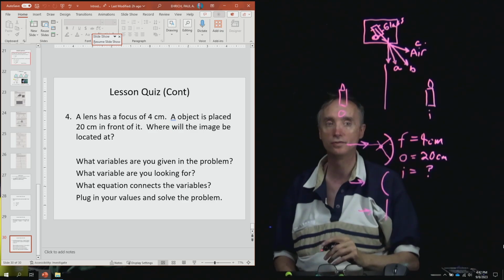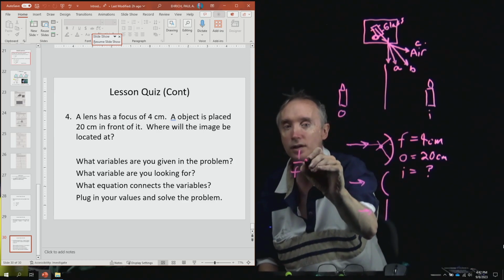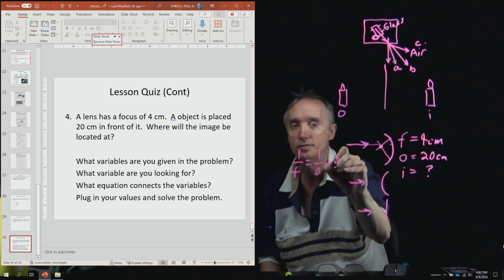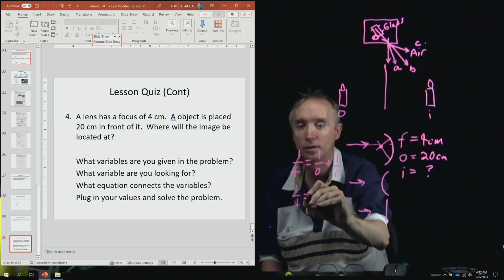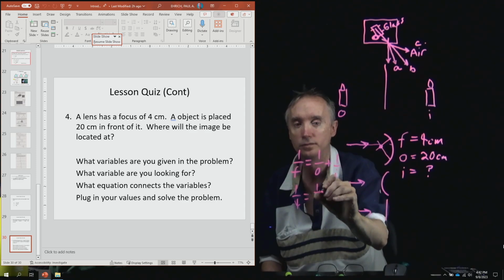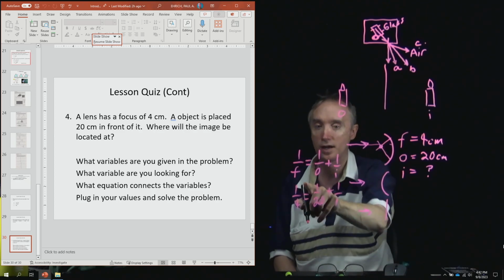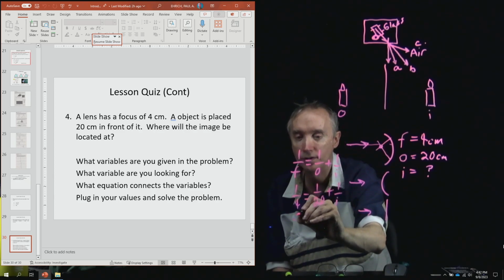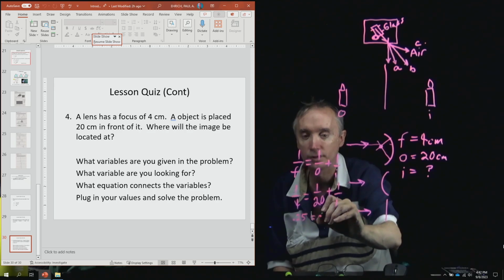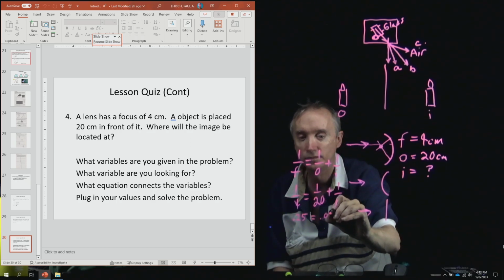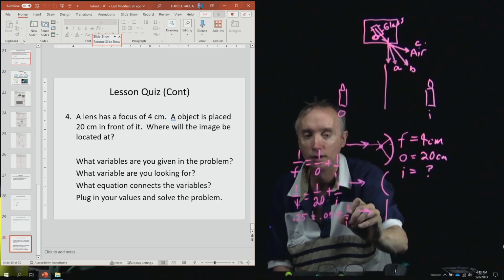Now we're going to use the formula 1 over F equals 1 over O plus 1 over I. So we have 1 over 4 equal to 1 over 20 plus 1 over I. 1 divided by 4 is 0.25. 1 divided by 20 is 0.05. Plus 1 over I.